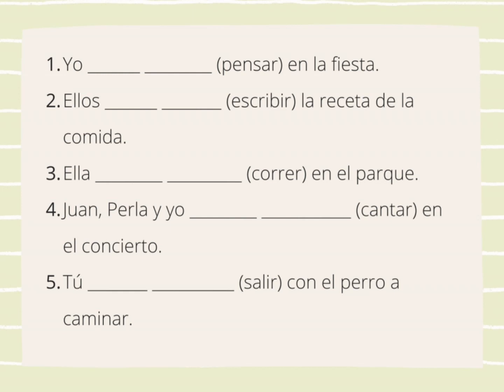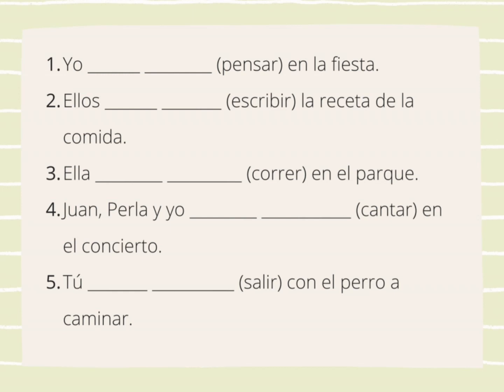Number 2. Ellos la receta de la cocina. Our verb is escribir. Number 3. Ella en el parque. Our verb, correr. Number 4. Juan, Perla y yo en el concierto. Verb, cantar. And number 5. Tú con el perro a caminar.